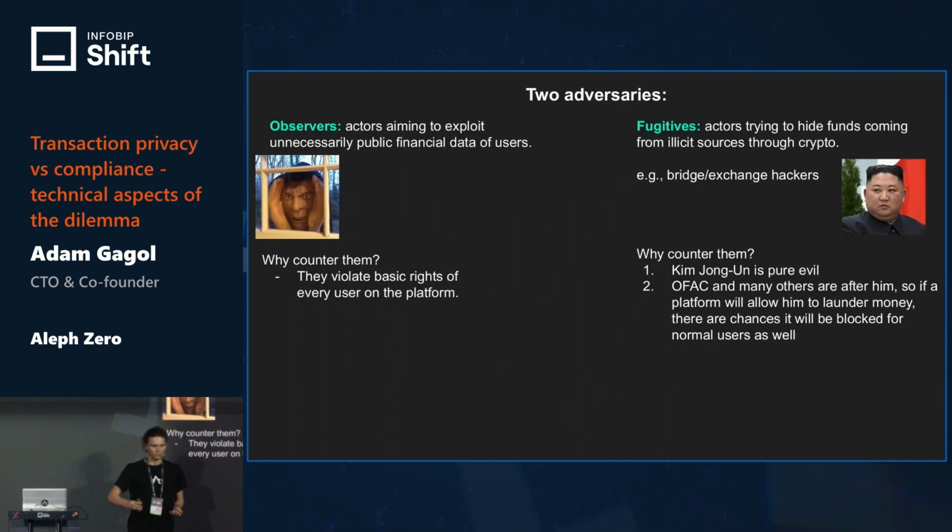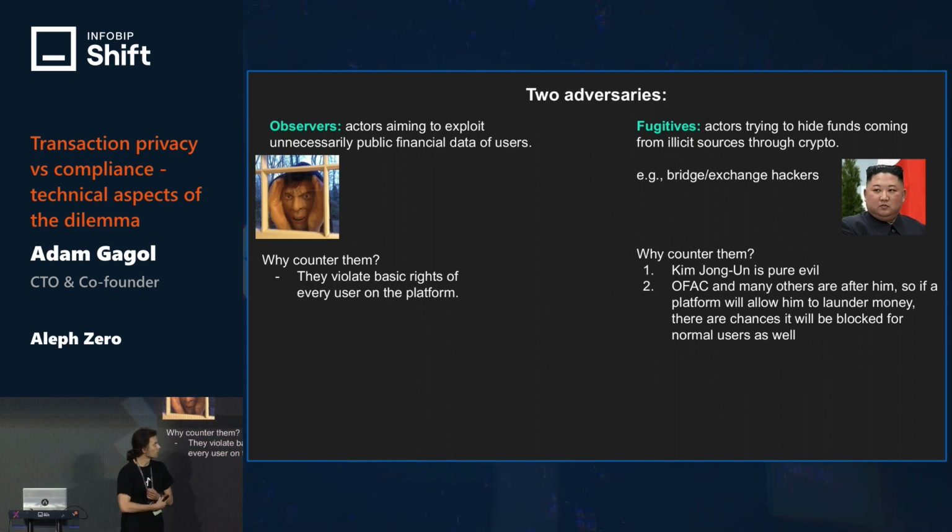We have two types of adversaries in this story. The first adversary is observers. These are basically people who would like to peek into your transactions, and they can do it for various reasons. There can be corporations which want to data mine financial data for their profit, or just your neighbors who want to peek into your transactions. Why do we want to counter them? Because they violate the basic rights of every user on the platform.